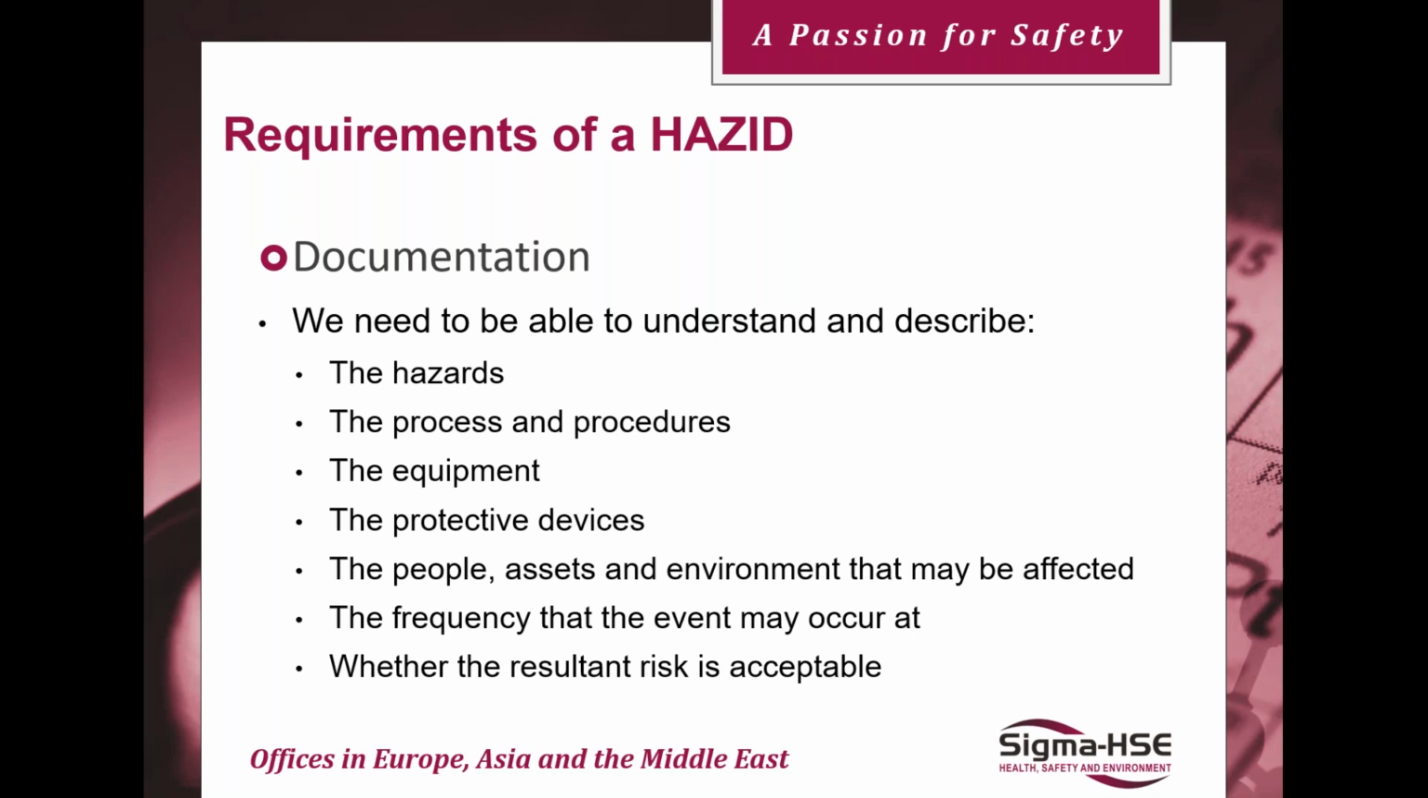We'll need to know what the frequency that event may occur at and whether that resultant risk is acceptable. Now, you don't furnish us with these two last bits of information. That's what falls out of the hazard. But all these ones, the hazards, the process and procedures, the equipment, devices, and what can be affected, that's all for you to tell us, because that allows us to evaluate what the risk is.